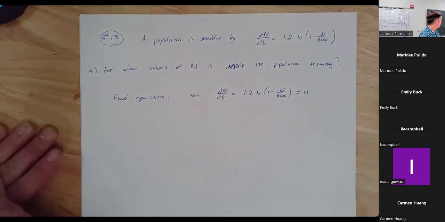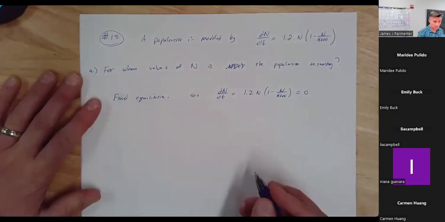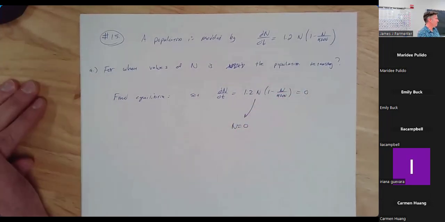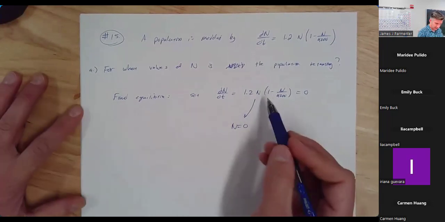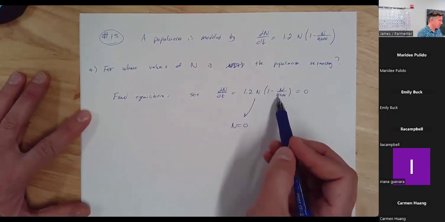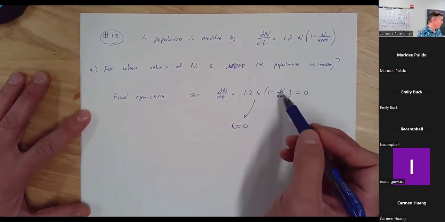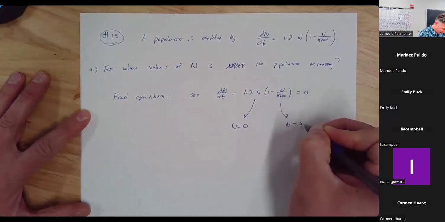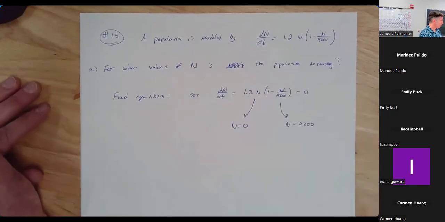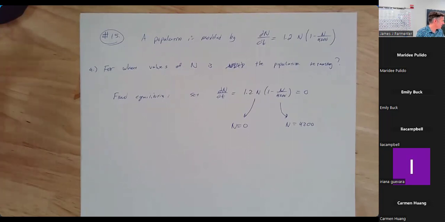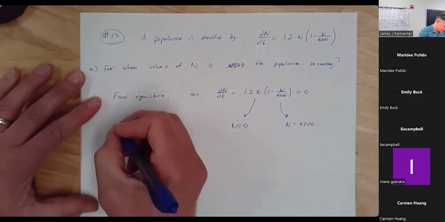And I think the equilibria are pretty easy to see here. One of them is definitely N equal to 0. What's the other one? Let's see, I need this factor to be 0. So I need 1 minus N over 4,200 to be 0, which means N over 4,200 has to be 1, which means N has to be 4,200. And then I'm essentially going to make the phase plane. Even though we weren't asked to, it's really useful.